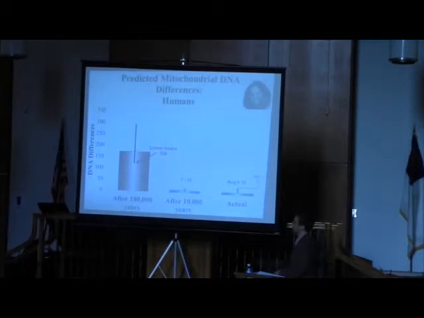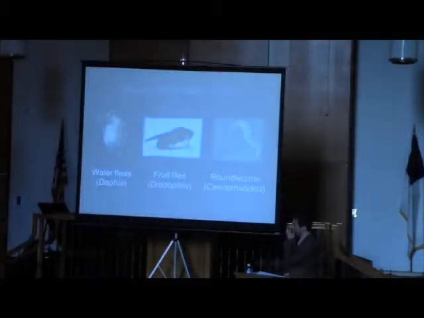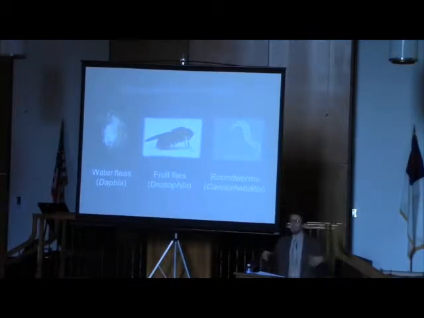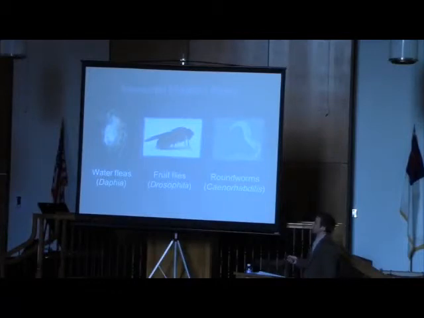Now, it's not just humans for which this story is true. There are 3 other species for which the rate of mitochondrial DNA change has been measured. So here are 3 species. They all need to transform energy. They've all got cells. They've all got mitochondria. And they get passed on through mom. So this is a water flea. It's actually classified as a crustacean. So it's classified with crabs and lobsters and such. Fruit fly and a roundworm.